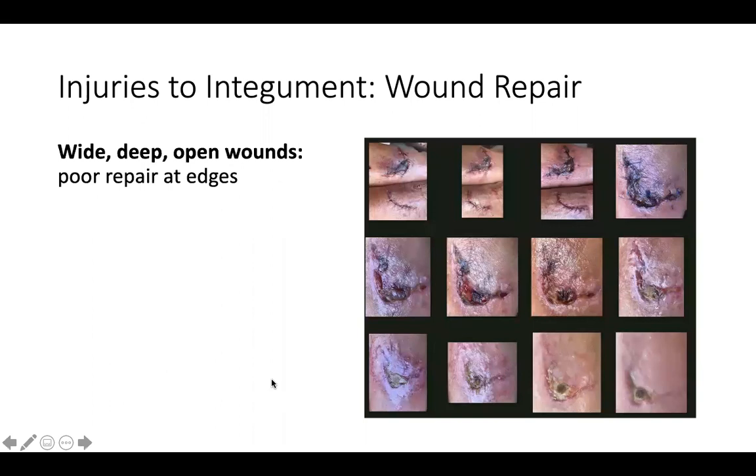So let's look at a wider, deeper wound and see how stitches are used to approximate it, right? So this has a very irregular border, but what you can do is use the sewing up of the wound to get it to get closer to, what I want to say is that by approximating the wound edges, the repair goes more smoothly.